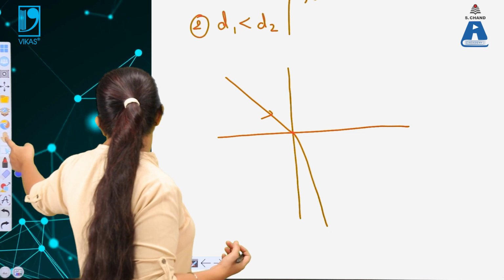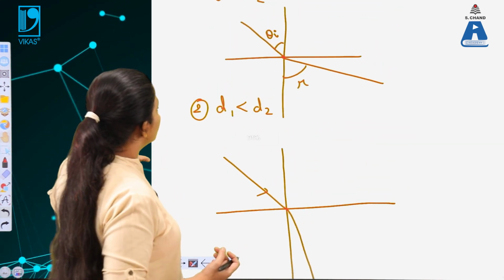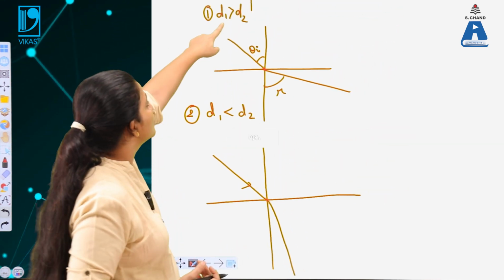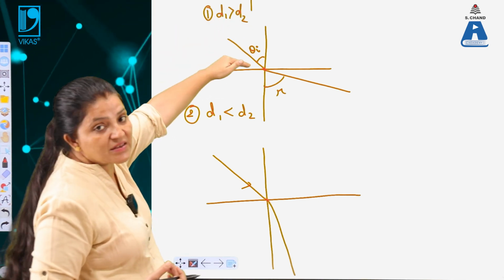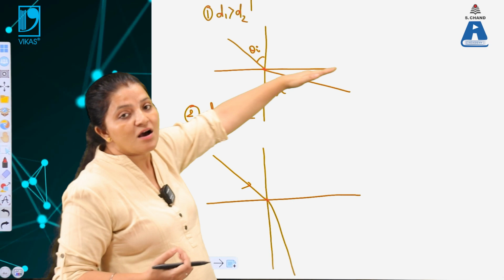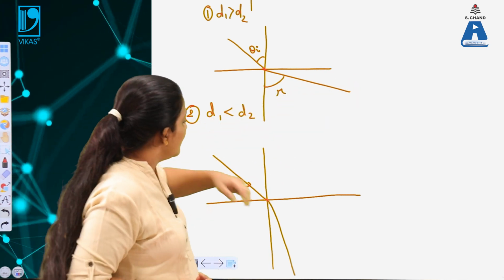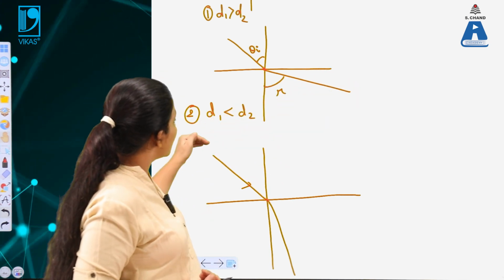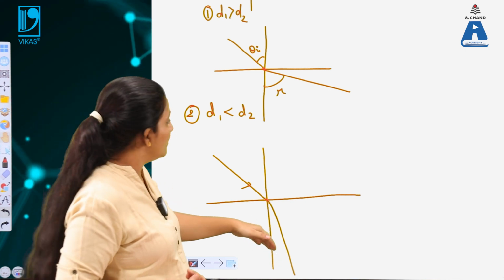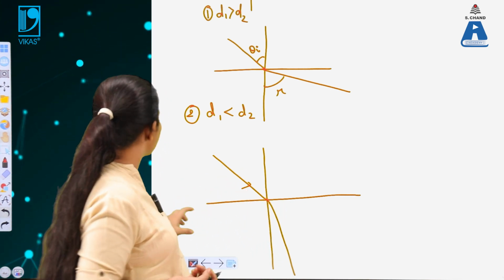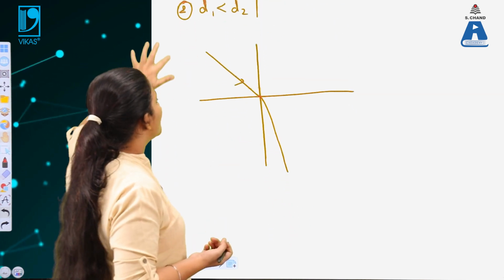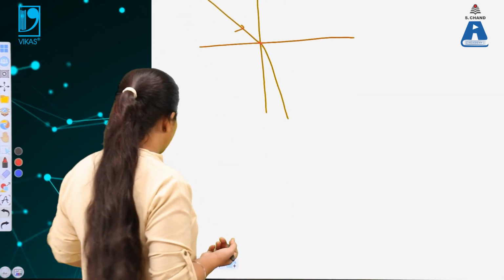While when the incident medium has a higher density, then it will bend away from the normal. And when the incident medium has a lower density than the second media, in that case it will bend towards the normal. So this is how density affects the propagation of the waves.